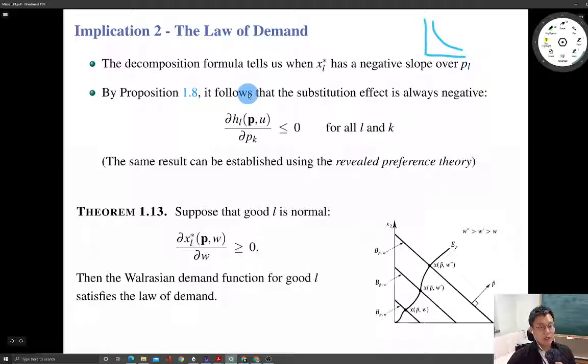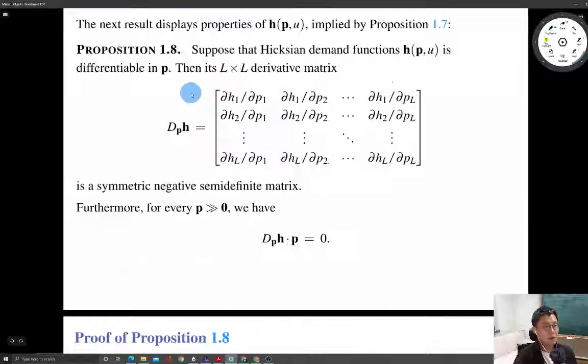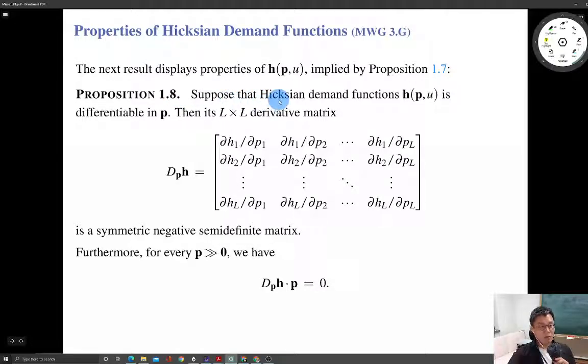So from the Slutsky equation, from the previous proposition, proposition 1.8: the Hicksian demand has a negative semi-definite derivative matrix. So that means the substitution effect due to a change in its own price, the diagonal entries, take negative values.